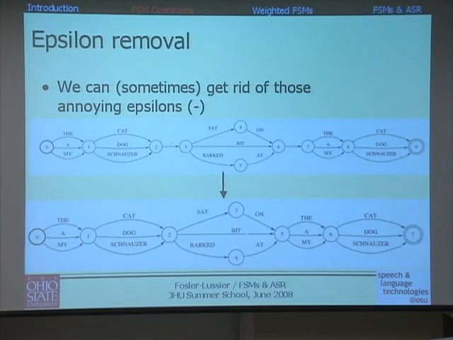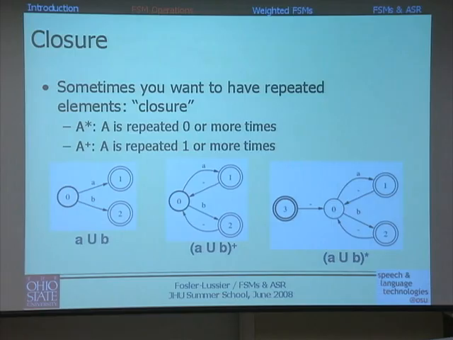Part of the problem is that with a transducer, you might have a symbol on the input and an epsilon on the output, and you just can't delete that, right? So epsilon-to-epsilon arcs usually can be deleted.